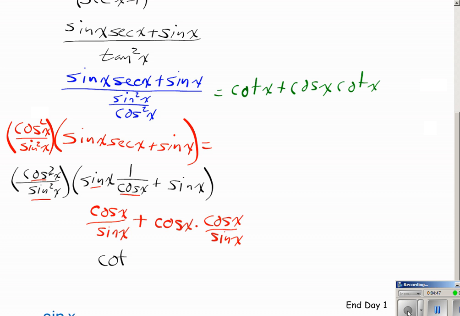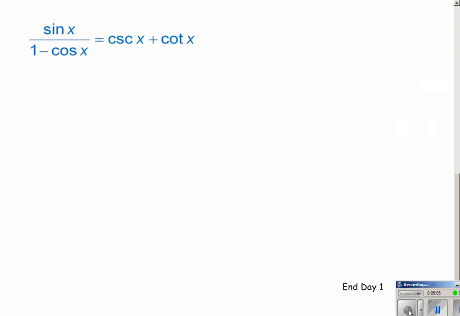So cotangent of x plus cosine x cotangent of x is equal to what we had on the right side, so we are verified. Now try this similar problem in your notes.